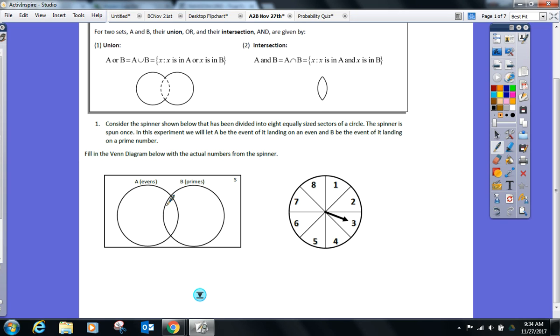I could put it in evens or I could put it in primes. And what happens if it doesn't fit in any of the circles? It goes outside somewhere here, okay?